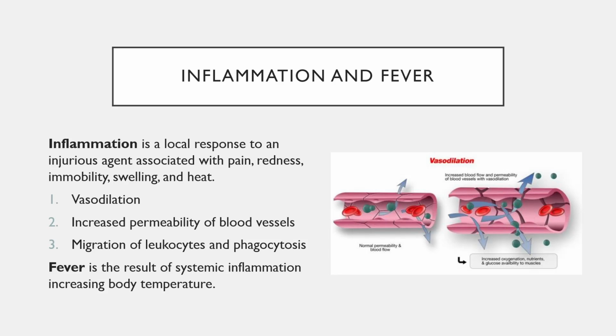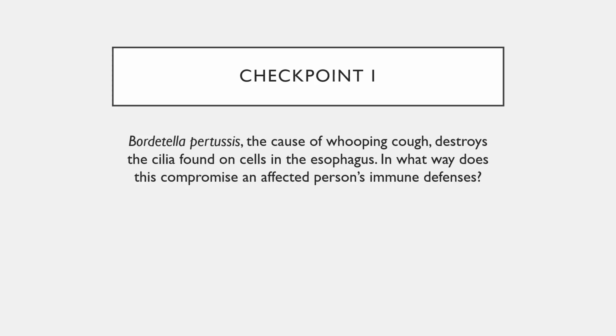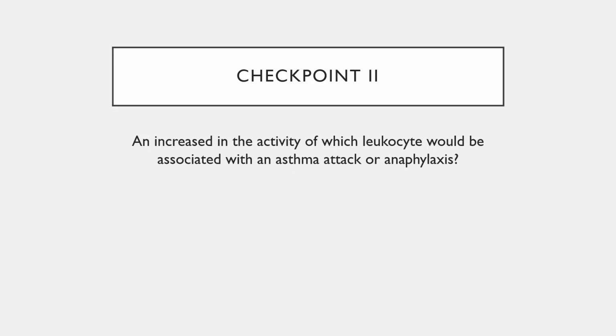So now we have a few checkpoints. Bordetella pertussis, which is the cause of pertussis, also known as whooping cough, destroys the cilia found on cells in the esophagus. So tell me, in what way would this compromise an affected person's immune defenses? And in this checkpoint, I'd like you to tell me an increased activity of which of the 6 leukocytes that we looked at would be associated with an asthma attack or anaphylaxis.